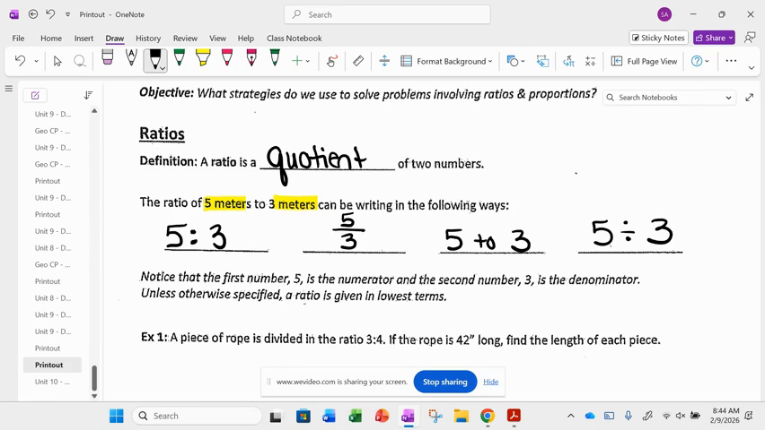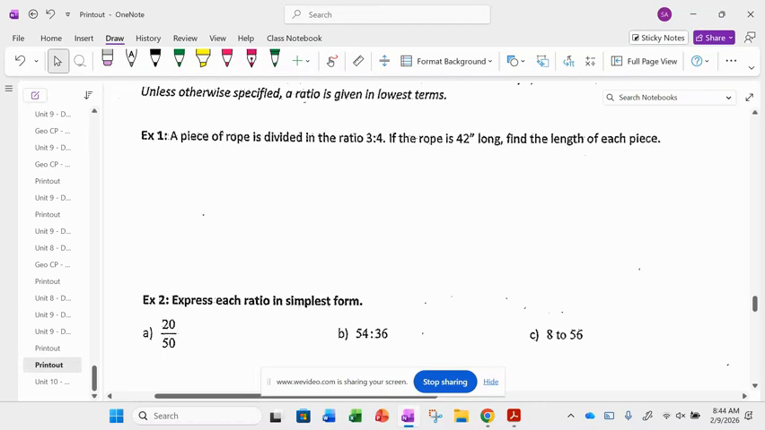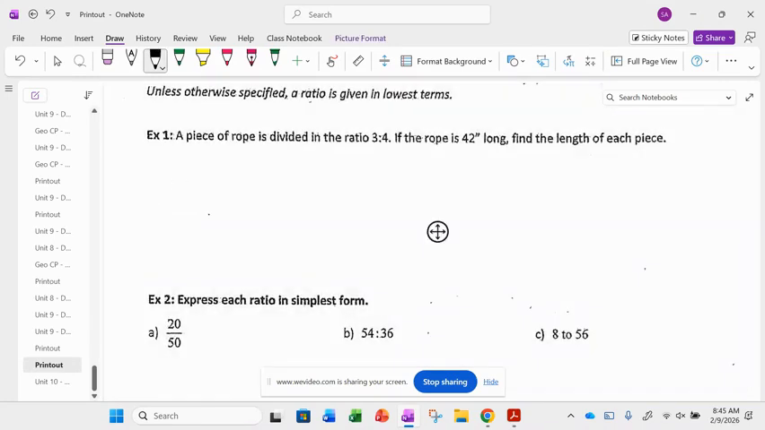All right, let's keep going. So let's look at a problem. A piece of rope is divided in the ratio of 3 to 4. If the rope is 42 inches long, find the length of each piece. Okay, so I'm going to draw a diagram here. Here's my original rope, here to here. And how long is that original rope?